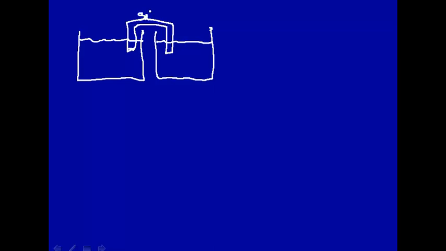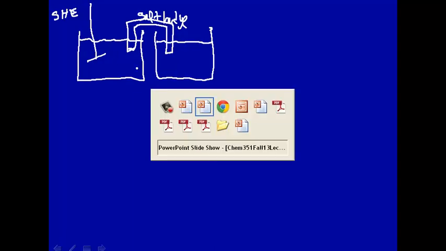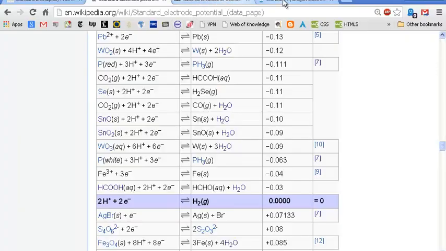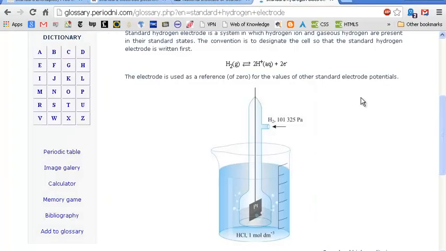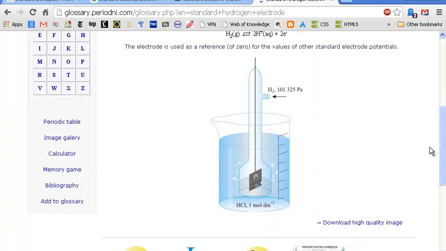So this is a salt bridge. And then for this particular example, let's over here make a standard hydrogen electrode. So that's called SHE. So standard hydrogen electrode, what does that look like? Well, I'm not very good at drawing, but thank goodness for the internet. So here's a picture from this particular web page of a standard hydrogen electrode.